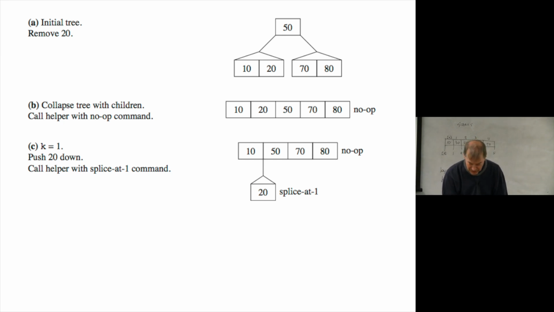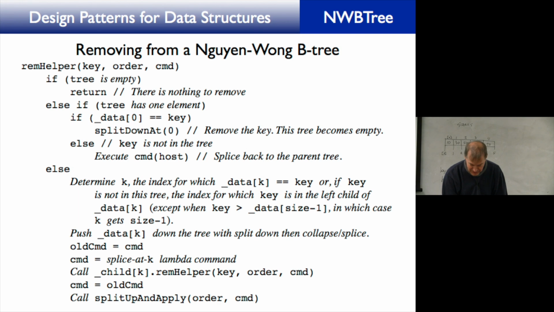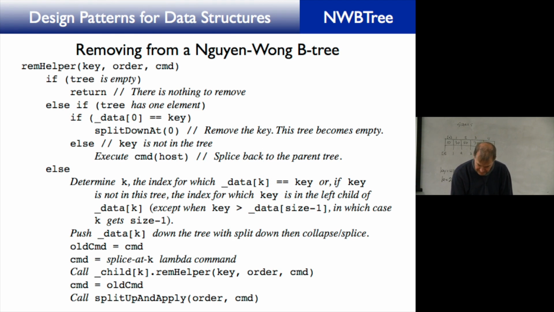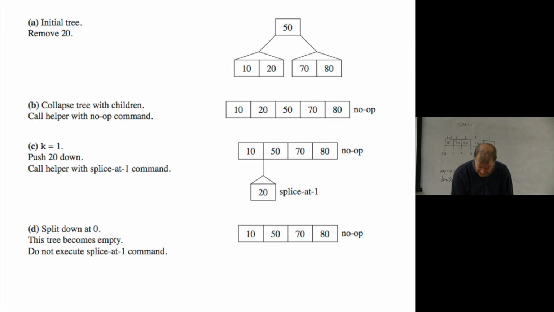Now let's go back to our rem helper. If the tree is empty, is this tree empty? No. Else, if the tree has one element, does it have one element? Yes. So if data sub 0 equals key, does data sub 0 equal the key? Yes, because 20 in here is our key that got passed. So what does it do? Split down at 0, which we just saw before, removes the key. So split down at 0, the tree becomes empty. Do not execute the splice at 1 command. Right? Okay. Are we good here?